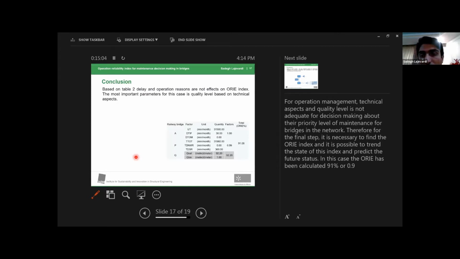So for the second step, for operation management, technical aspect and quality level are not adequate for decision making about the priority level of maintenance for bridges in the network. Therefore, for the final step, it's necessary to find the overall railway effectiveness index, and it's possible to trend the state of this index during the operation over time and predict the future status. In this case, this index has been calculated as 91% or 0.9.